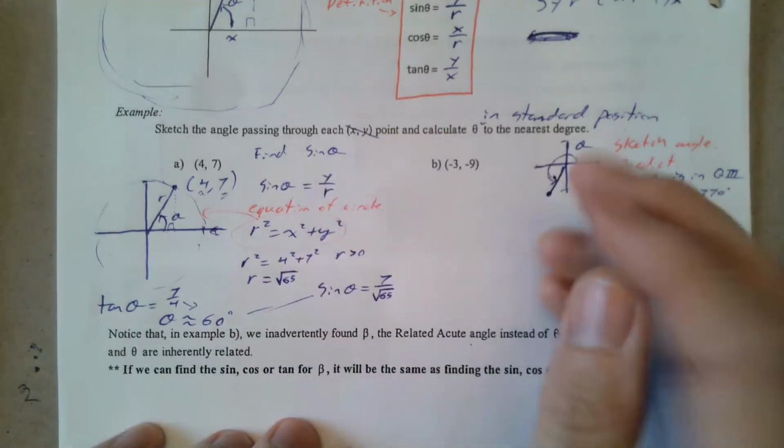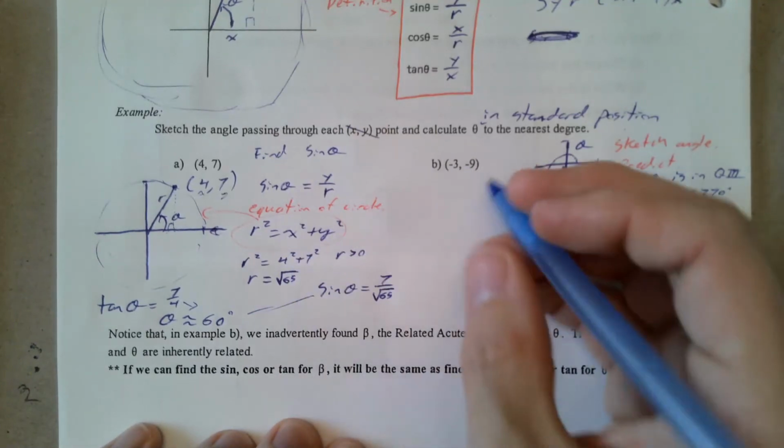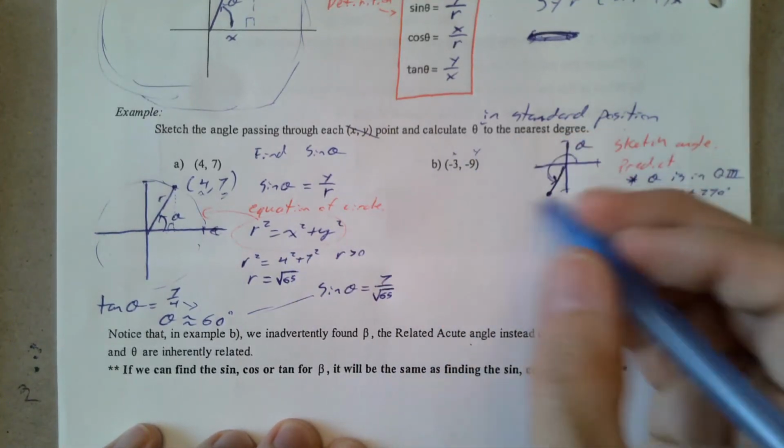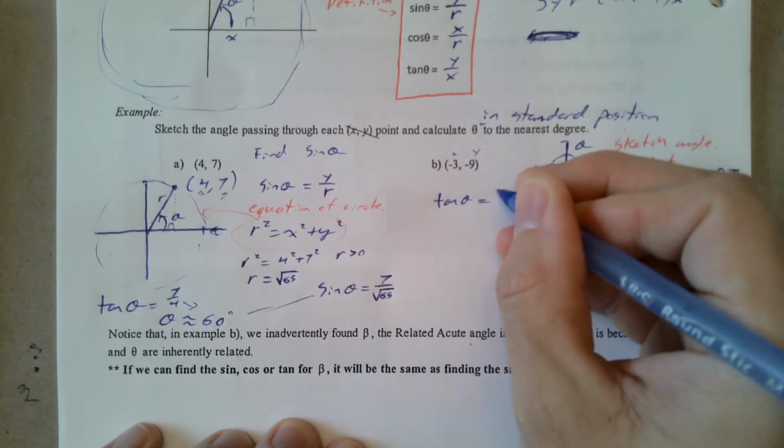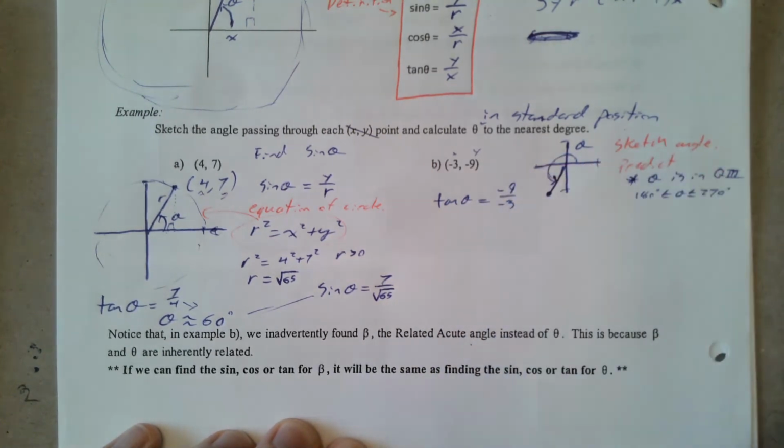We're set up to use the tangent ratio. I'm just going to jump in and use it this time. I know x and y. Tangent ratio is pretty popular for that reason. Say the tangent of theta is going to be the ratio of -9 to -3.